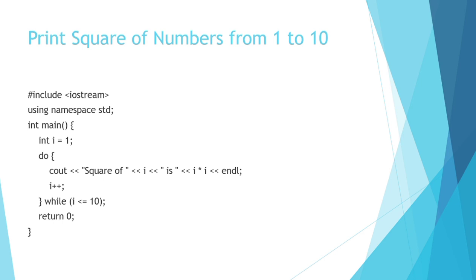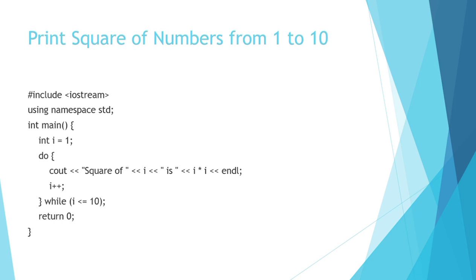cout is used to output text to the console. This line prints the square of the current value of i. "Square of " is a string literal that will be printed as is. i is the current value of the counter, which will change with each iteration of the loop. i * i computes the square of i. endl prints a new line after each output to ensure that each square appears on a new line. For example, when i equals 1, the output will be "Square of 1 is 1".